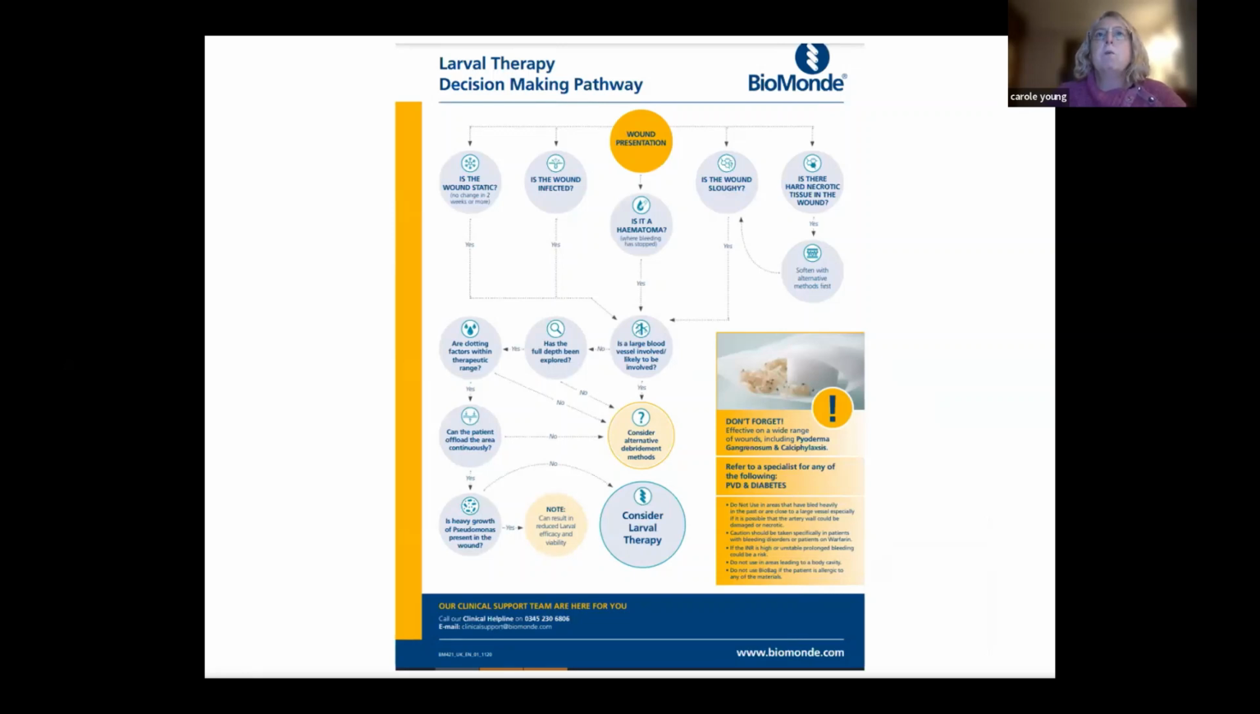And this pathway will bring in lots of the bits we've spoken about today, looking at the phase of wound healing. Is the wound static? Is it infected? Is there any slough or necrosis? Is there a hematoma? Has our patient got any problems with clotting factors? Or is there a large blood vessel or organ exposed? Are they able to offload, or is there infection in the wound? All these things will help you to make a decision about how you manage your wound.